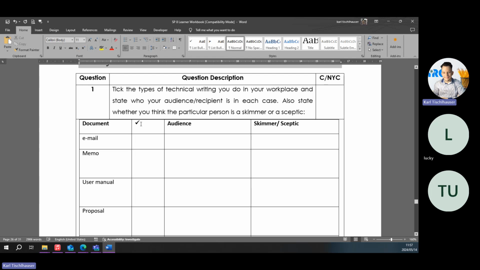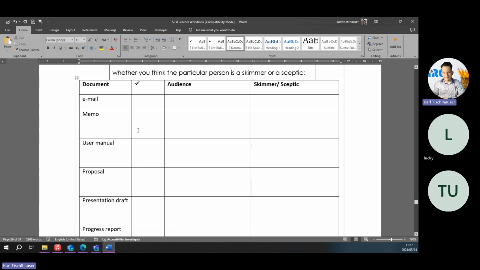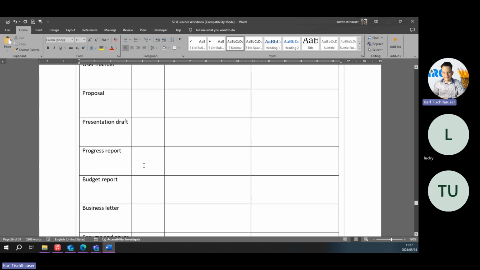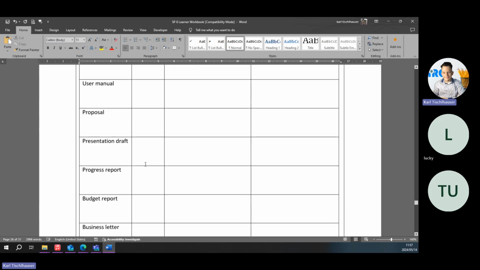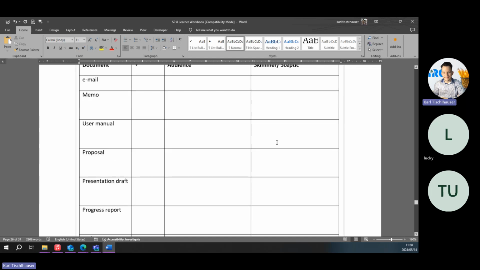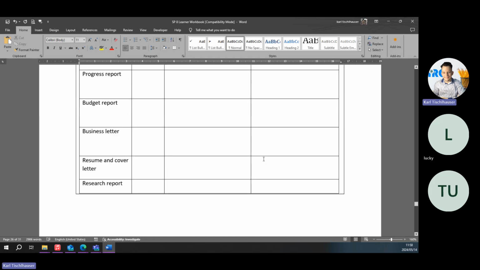Yeah, so it says tick the types of technical writing you do in your workplace. So do you send emails, yes or no? Do you send memos? Do you use manuals? Do you do proposals, presentations, progress reports, budget reports? So just tick the ones you use. Tell us who the audience is, and do you think that they're a skimmer or they're a skeptic? So just tell us which one they are, either or.